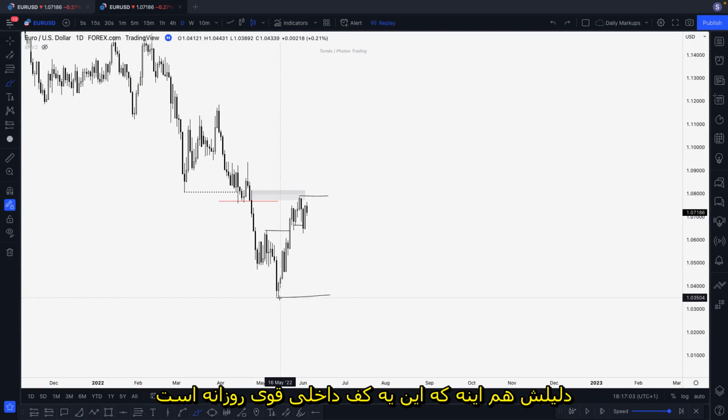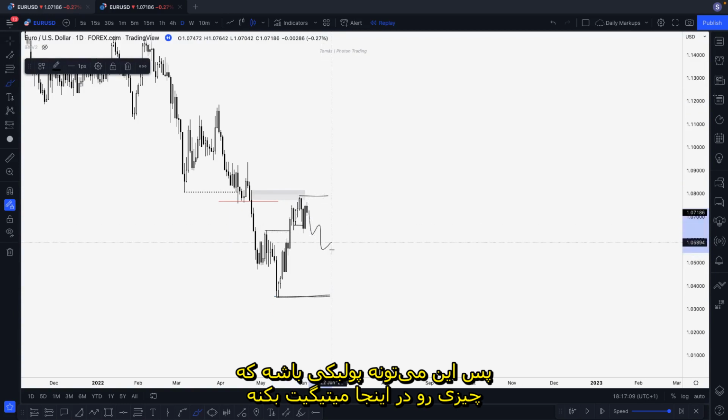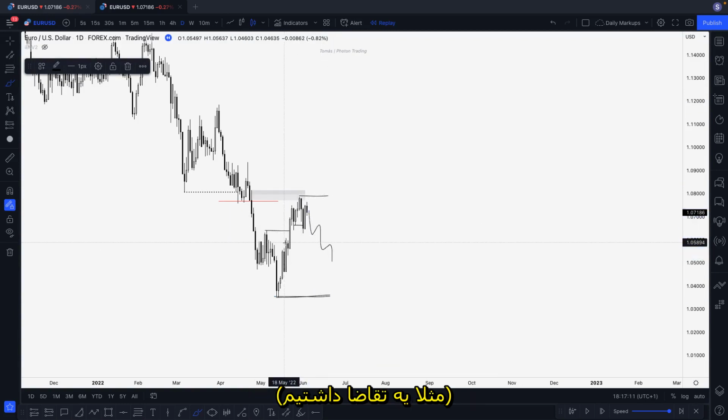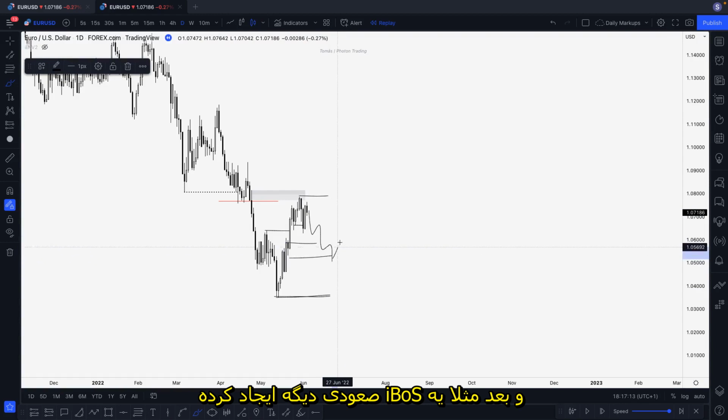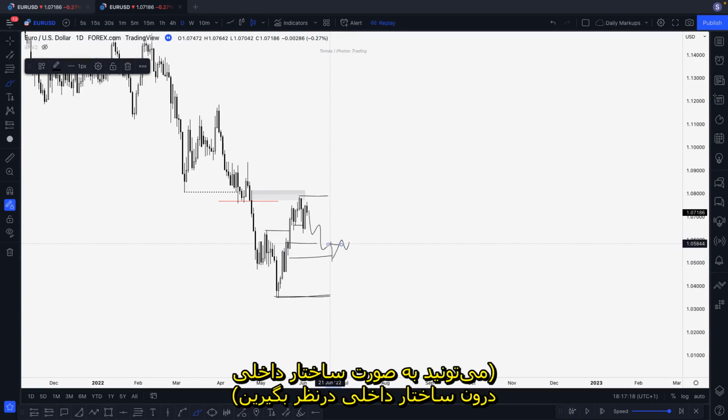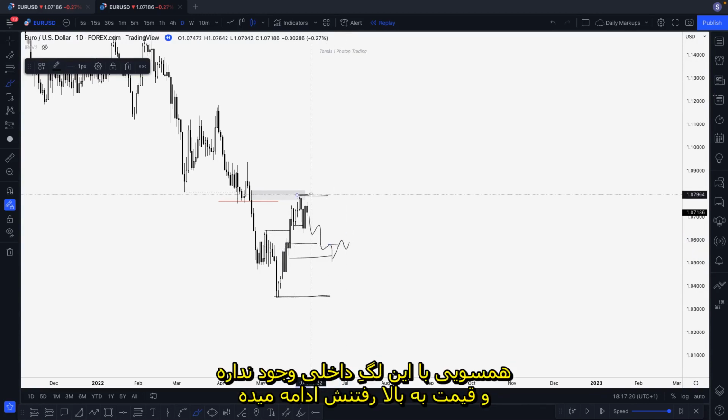The reason why is because this is an internal strong daily low, so this can be just a pullback. Mitigate something, imagine this demand, and then have the alignment again. We have an internal bullish break, or internal of internal if you prefer, and we now have alignment with this internal leg, and price will continue to the upside.